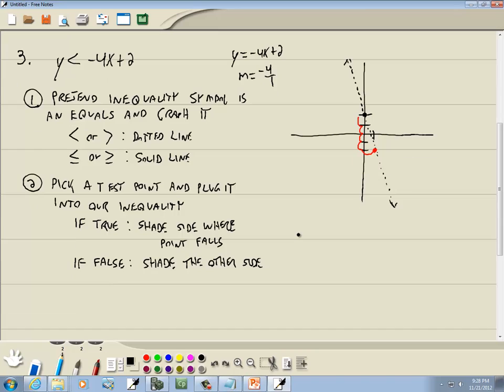Now, almost always a perfect one to pick will be your origin, unless you can't tell which side your origin falls on. Well, here's our origin right here. That's 0, 0. So we're going to choose, for this particular problem, 0, 0. It does not matter which point you pick. Now we want to plug that into our inequality. Our inequality is y is less than negative 4x plus 2.